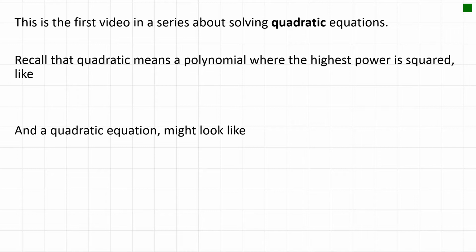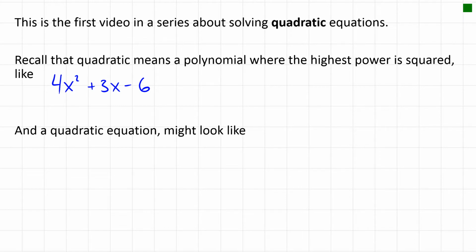Now we've done some solving of quadratic equations already, and just as a reminder, a quadratic is just a polynomial where the highest power is squared. So it might look something like 4x squared plus 3x minus 6. It's a really common way for a quadratic to be written. But quadratics could look a little bit different.